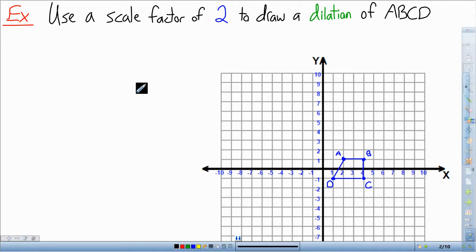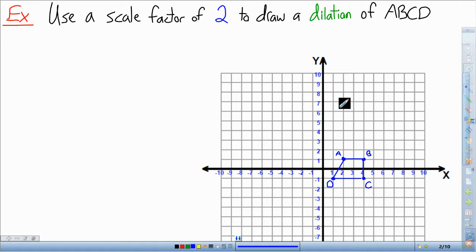On this one, it's asking us to use a scale factor of 2 to draw a dilation of ABCD. We can see our original shape here, ABCD, is already on the graph. They want us to apply this scale factor. If you remember, what we do with scale factor is we just multiply it by the coordinates of this shape here. So the first thing we need to do is figure out what the coordinates of these points are.